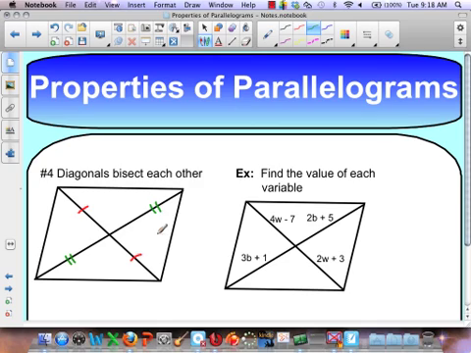Caleb, based on that, knowing that the diagonals bisect each other, you can give me one equation to solve for either W or for B. 4W minus 7. Well done. 4W minus 7 is equal to 2W plus 3. And Courtney, what's another equation I could use?